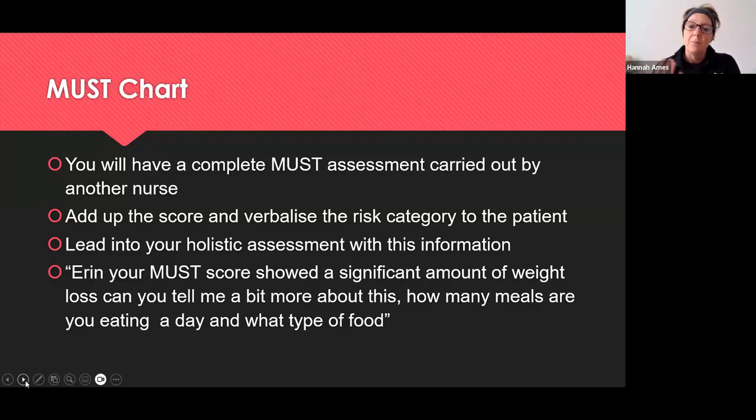So for example, you might want to verbalise something like, Erin, your MUST score was 2. This shows that you're at high risk, and that's because you've lost a significant amount of weight. Normally the patient has lost about 10% of weight in this scenario. So you just want to find out a bit more about that. Can you just tell me a little bit more? If you've got a reduced appetite, how many meals you eat in a day and how much of those meals, and what type of foods are you eating? Are you having any difficulties preparing your food? So just ask some more of those questions to find out more about nutrition in your holistic assessment.